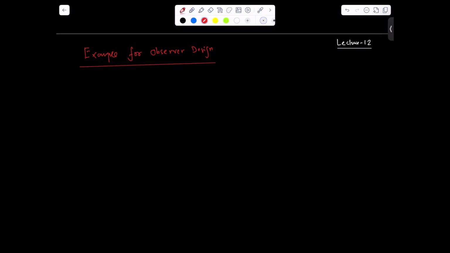Here is an example of how we can design an observer for a system where some state is not available for measurement. We'll design this based on the theoretical foundation from the last lecture. So let's set the problem.